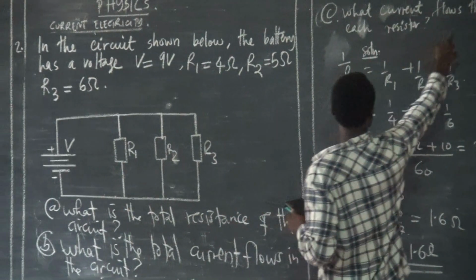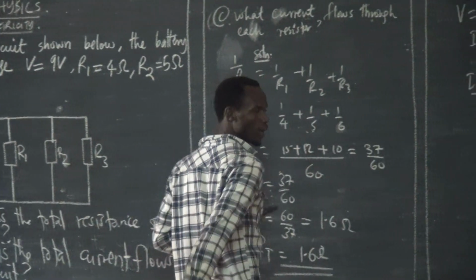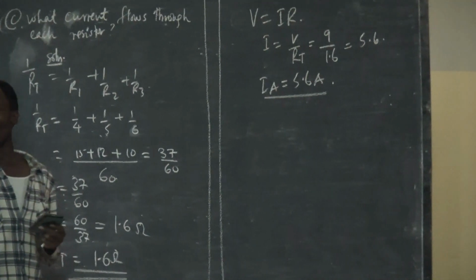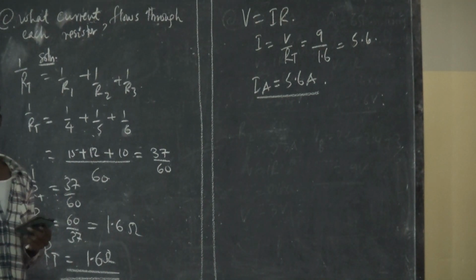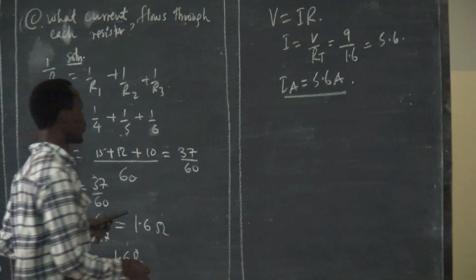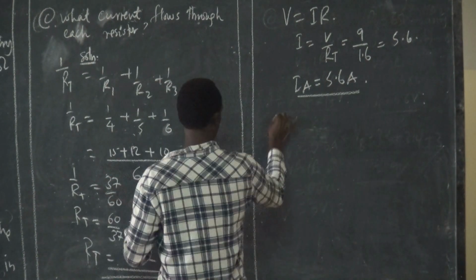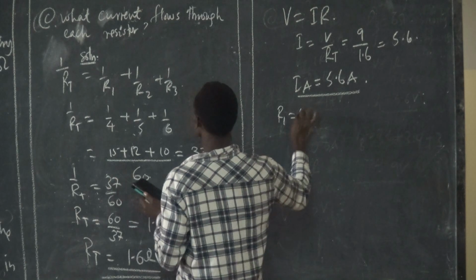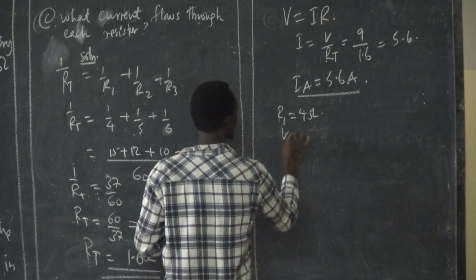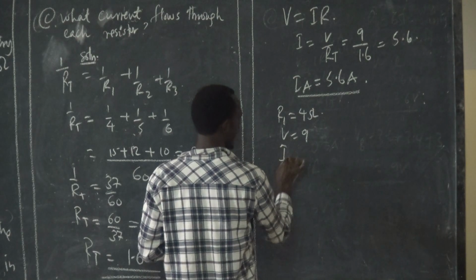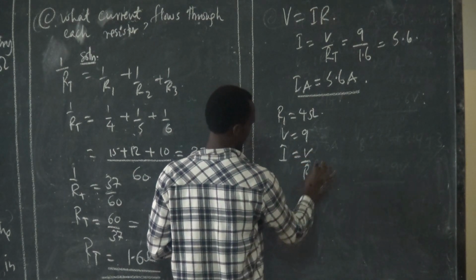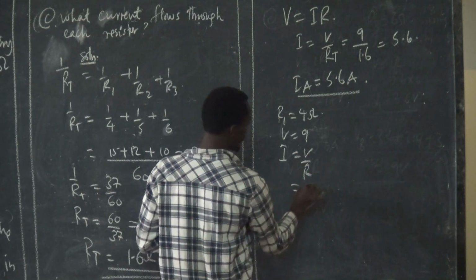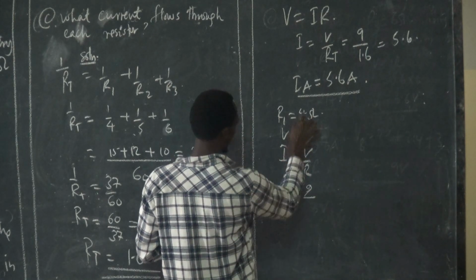Now what is the current that flows through each resistor? I've said what is common. When resistors are connected in parallel, what is common? Voltage is common. Now for R1 equal to 4 ohms, voltage is equal to 9. We are looking for the current, which is equal to V over R. Now V over R, it is 9 over R. R is equal to what?